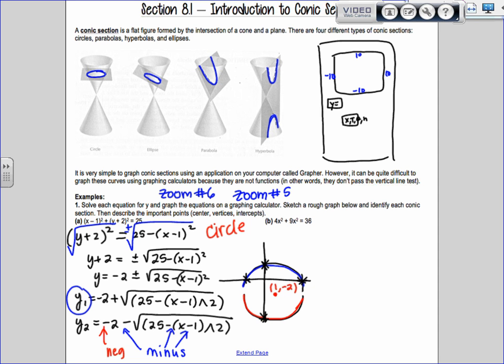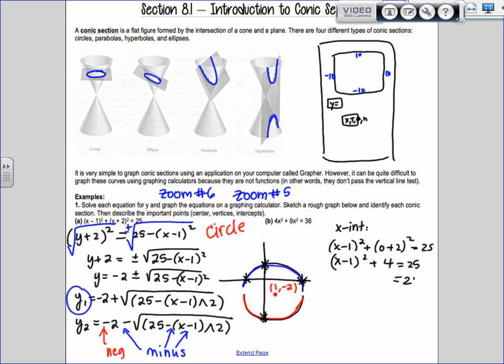Plug in 0 for the y to find an x-intercept. So here's what I would get if I did it by hand. Just pay attention, don't write this in your notes. If I was finding an x-intercept, I plug in 0 for the y. So I would have (x minus 1) squared plus (0 plus 2) squared equals 25. So I'd have (x minus 1) squared plus 4 equals 25.